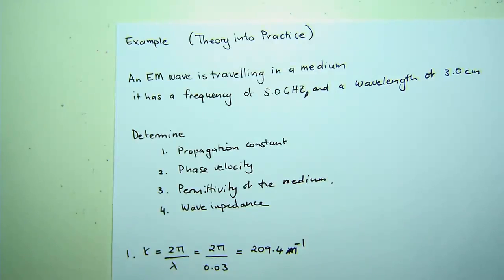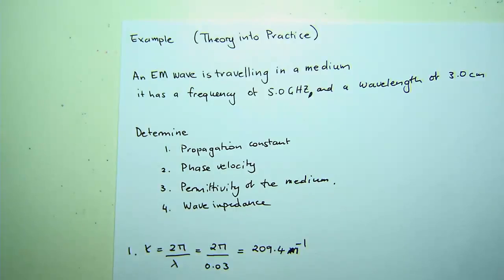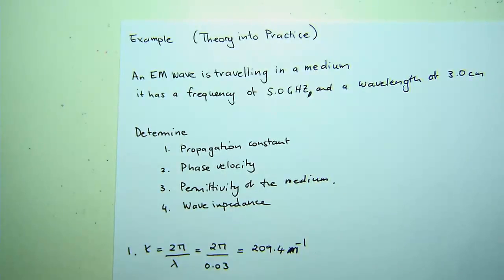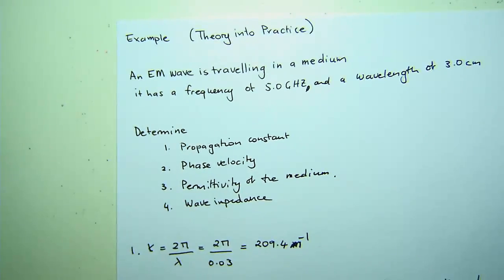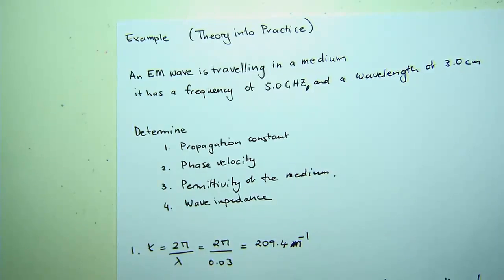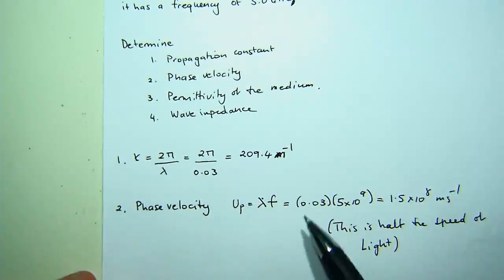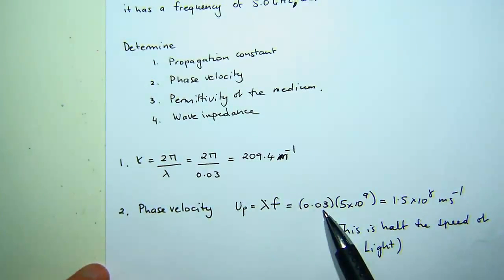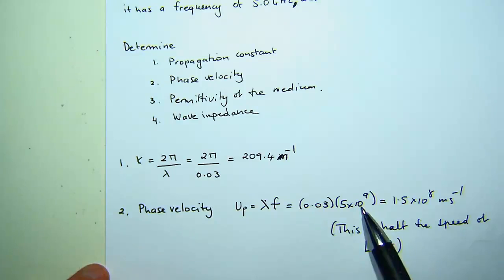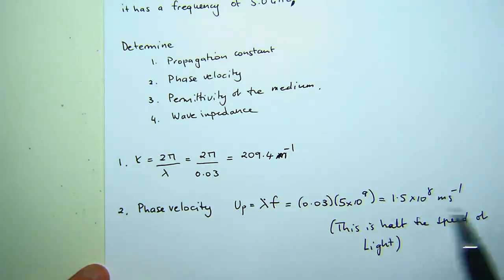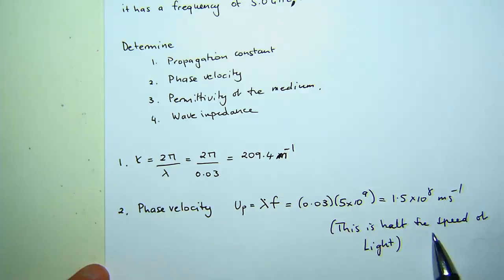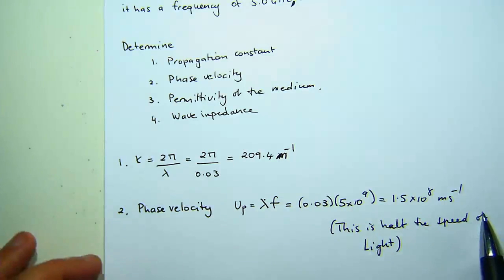All right, who can guess the phase velocity? Okay, what do we know about it? Yeah, lambda f, perfect. So it's just 0.03, which is our wavelength. Frequency is 5 gigahertz. So it's telling us that the phase velocity is 1.5 times 10 to the 8 meters per second. Right, so it's half the speed of light.